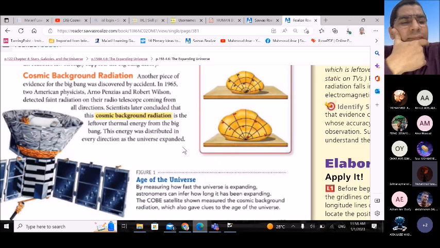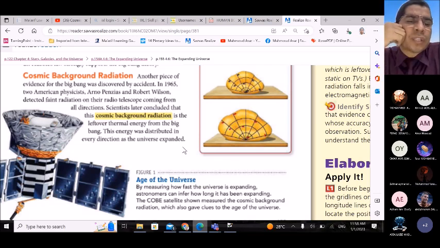Another piece of evidence for the Big Bang was discovered by accident. In 1965, two American physicists, Arno Penzias and Robert Wilson, detected faint radiation on the radio telescope coming from all directions. Physicists means people who specialize in studying physics. Faint radiation means very small radiation. They studied it using the radio telescope, coming from all directions in space.